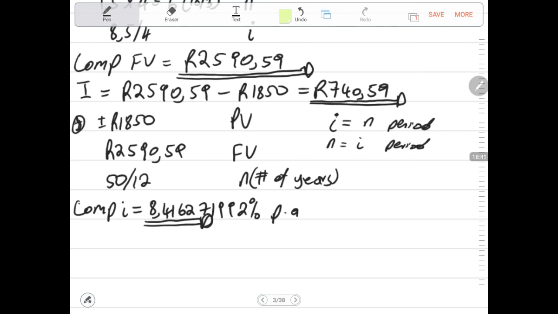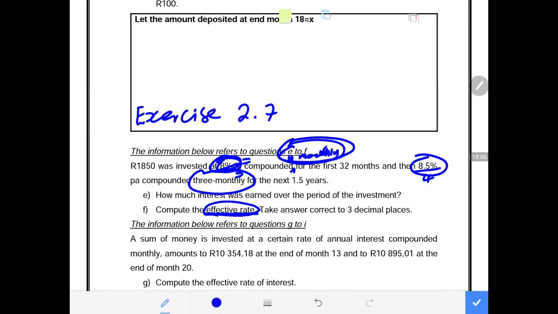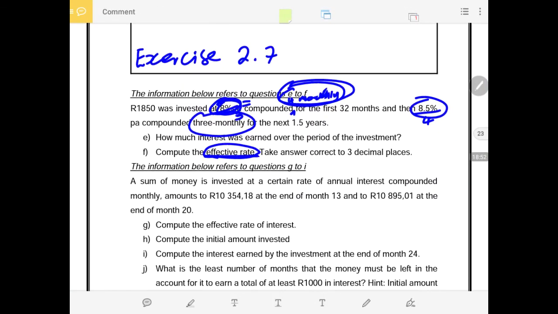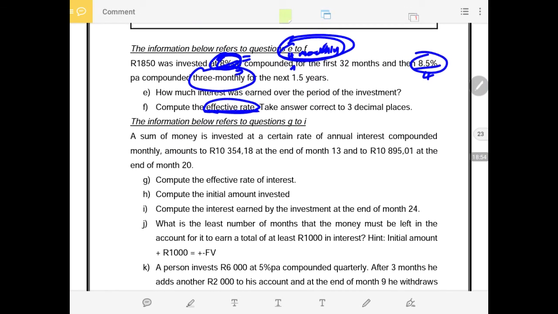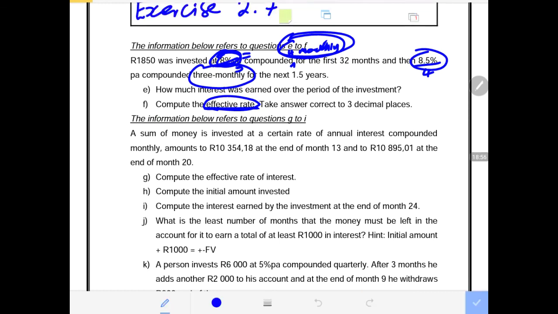With that, guys, thank you very much. I'm heading now, or looking forward to the next part of the questions, which are G, H, I, and J. The following information is in regards to question G, H, I, and J. So that's where we're going.